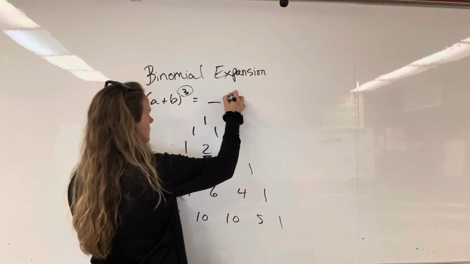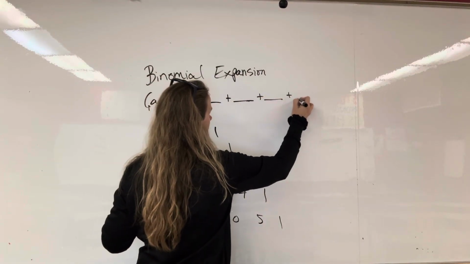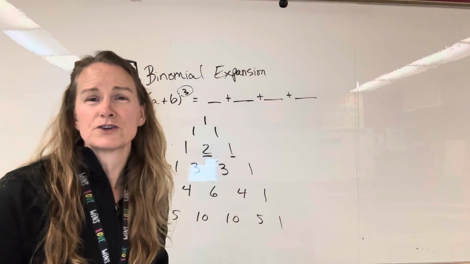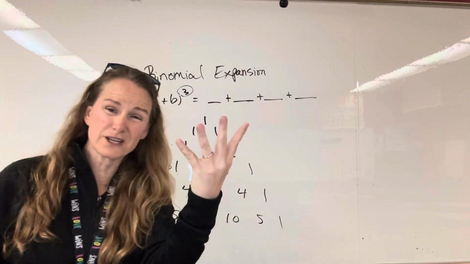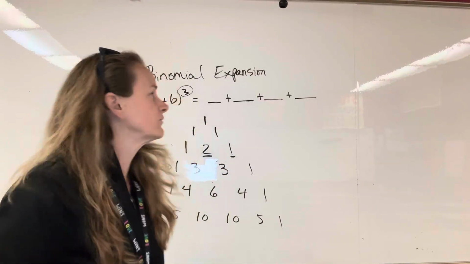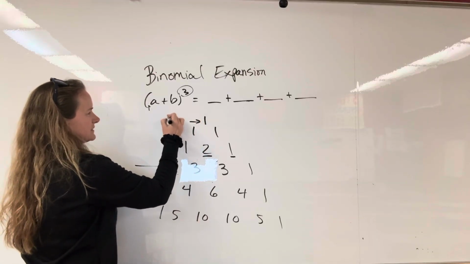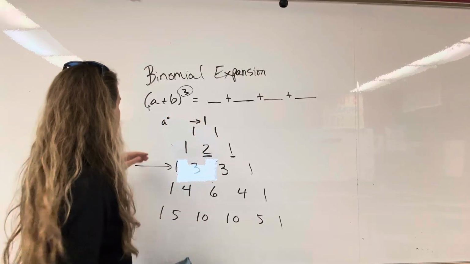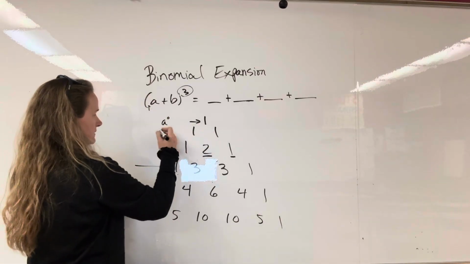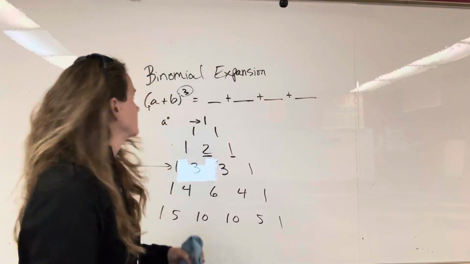You know there's going to be 4 terms. There's always going to be 1 more term than whatever the degree is. So if the degree is 3, there's going to be 4 terms. If the degree is 5, there's going to be 6 terms, and so on. The reason why is because this first row is actually a to the power of 0, which equals 1. A to the power of 1 would give you a plus b, then a to the power of 2, and so on. So you can kind of see this.